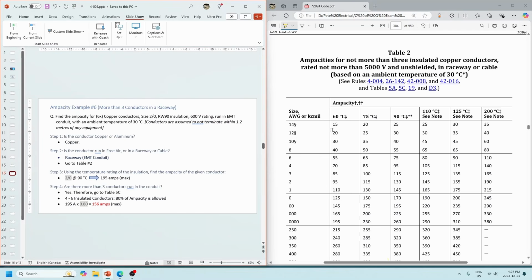So we're going to be in table 2, right? As usual, we got 2-aught. We're in the 90 degree column here. So we got 90 degrees. Let's go down to 2 aught. That's good for 195 amps. Okay, so that's our base max ampacity. That would be if we had up to 3 conductors. Right? It says ampacities for no more than 3 insulated copper conductors. So we've got 195 amps that we can push through this conductor, being 2 aught.